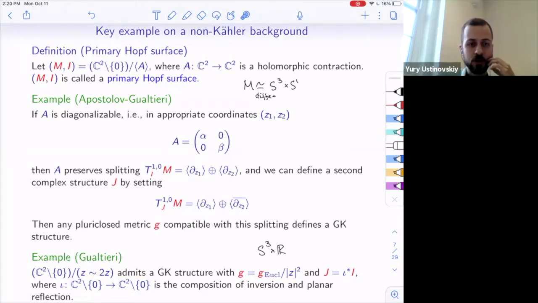And it turns out, I mean, it's not obvious from the description which I just gave you, but it turns out that this collection of the Hopf surface with the initial complex structure I, this metric G, and the second complex structure J, together give you an example of a generalized Kähler structure. And it's interesting because it's genuinely non-Kähler. The Hopf surface doesn't carry any Kähler metrics.